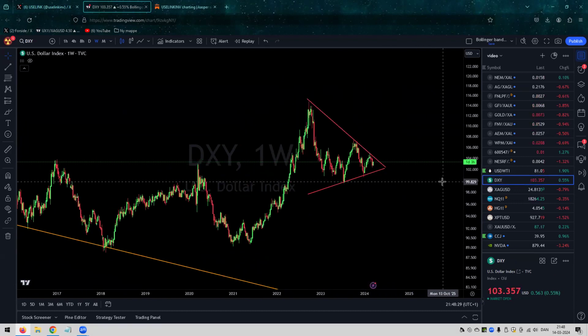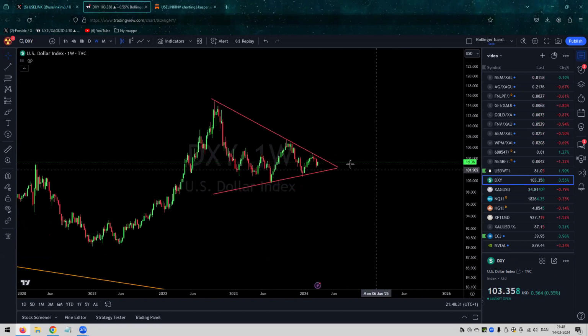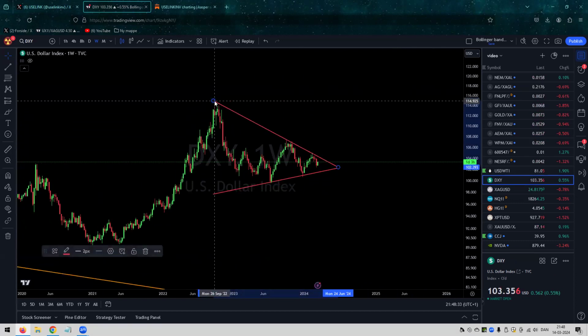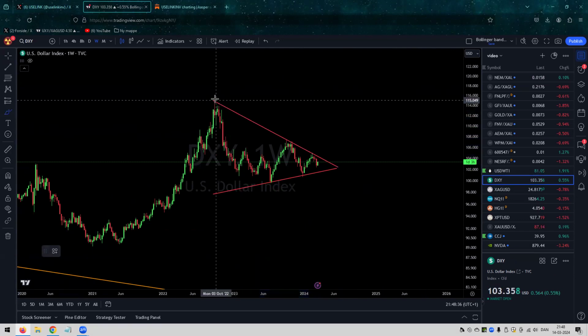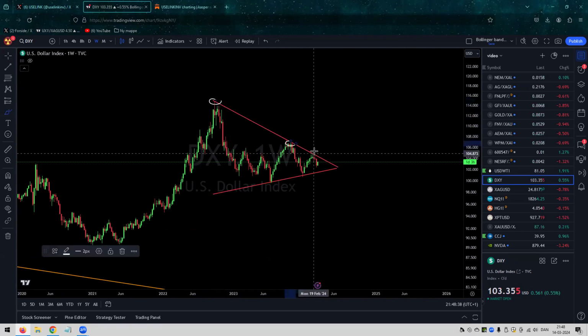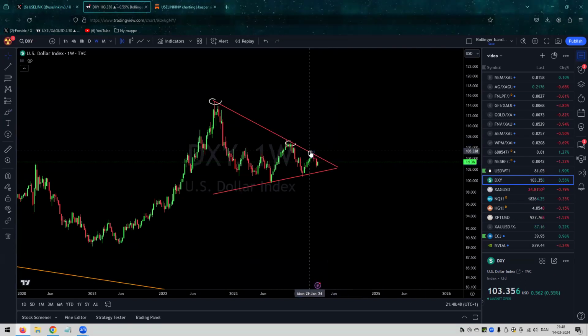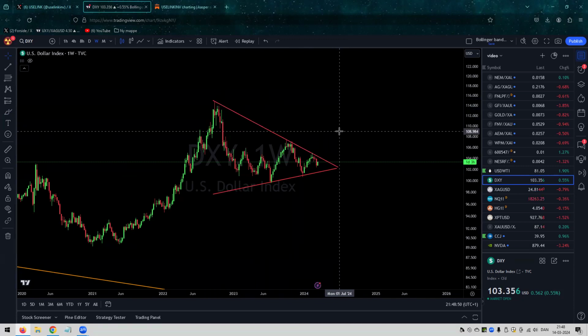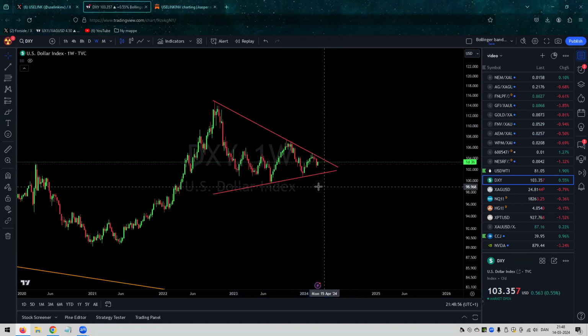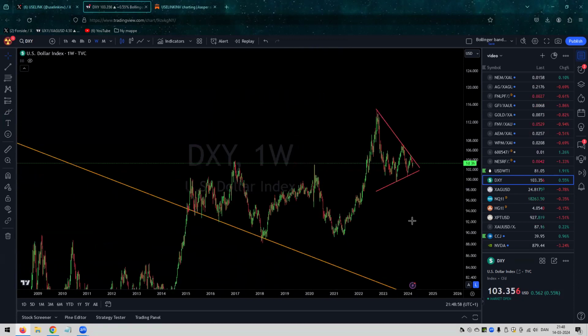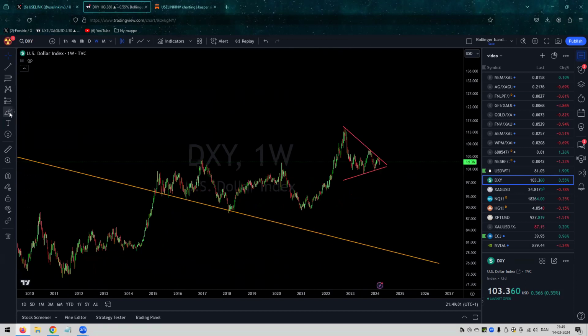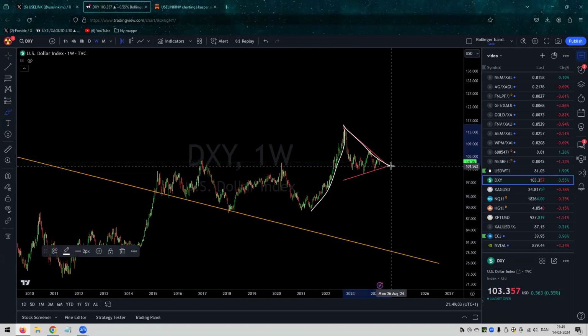So this is the DXY. Also a bit of a shorter term stuff here again. That major peak there in September 2022. Connection there. So we have three touches there on the top, and the breakout here could potentially lead to some big damage to more or less any market, I would say, with a rising dollar out of that triangle. Again, that could potentially lead to some pain ahead.